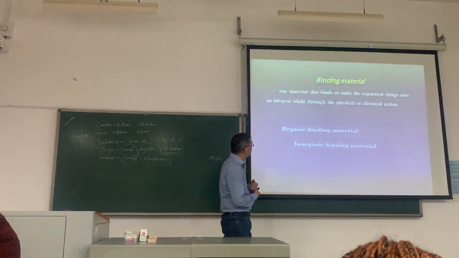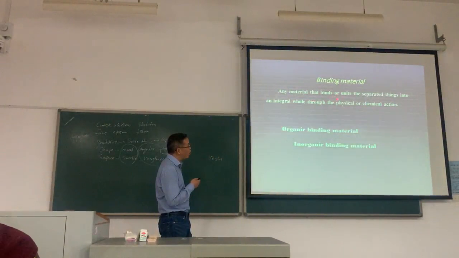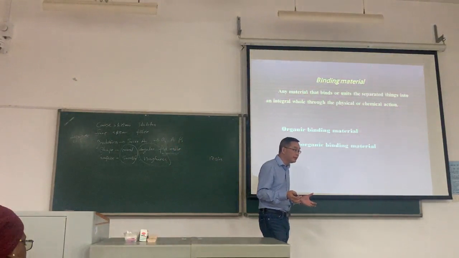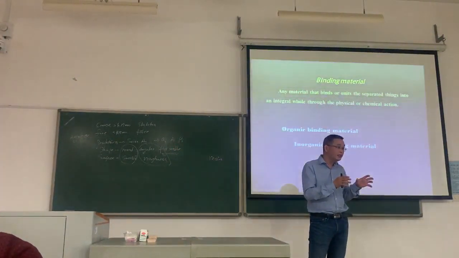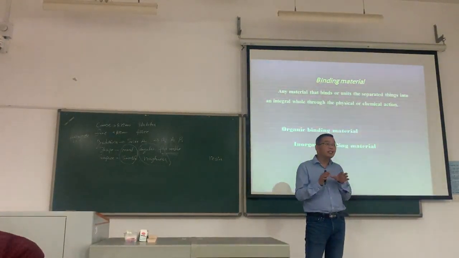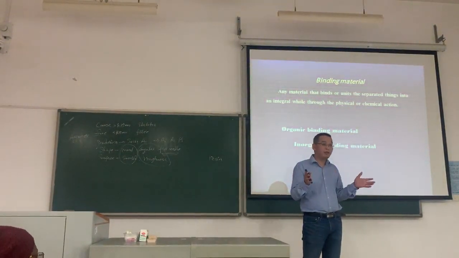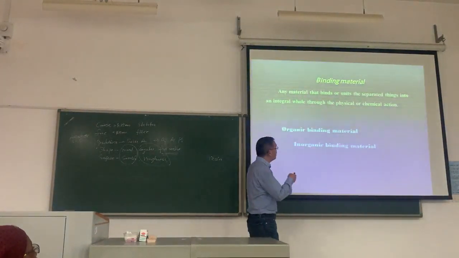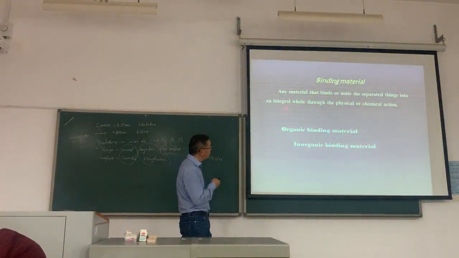A binding material refers to any material that binds or unites separate things. What are separate things? There are two kinds of separation. The first one is particles, just like the sand, just like the stone. The second one is bricks. They are separate things. But binding materials unite the separated things into an integral whole.